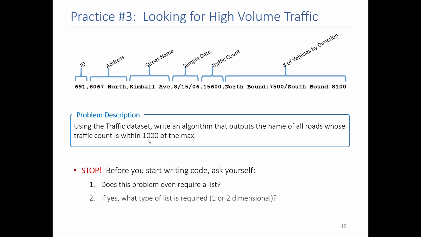The question is, is it a one or two dimensional list? And to answer this, you just say, what information do I need? I need traffic count, and I also need the name of the road, which is here. So I need two things. As soon as you need more than one thing, you're constructing a table, so it's a two-dimensional list.